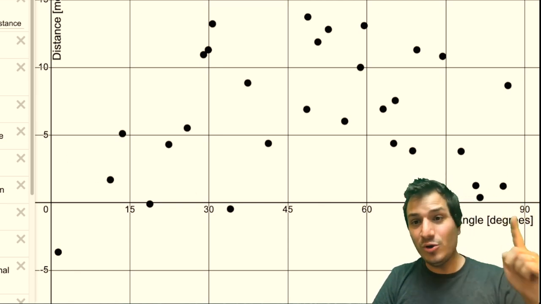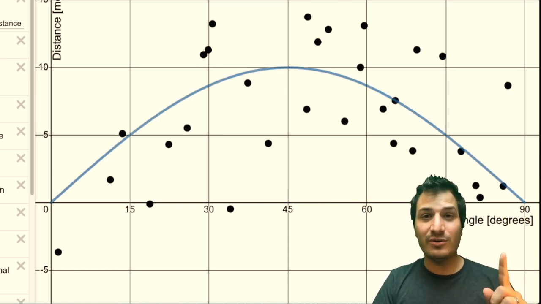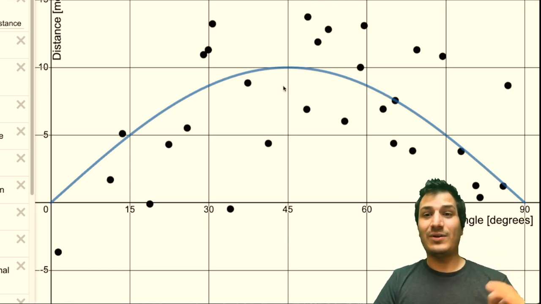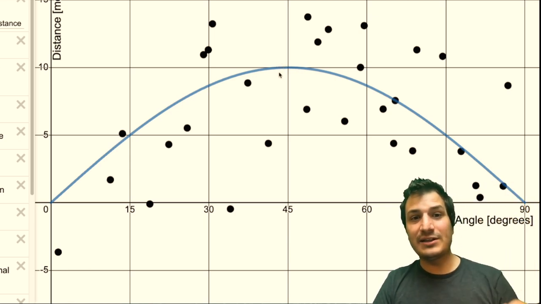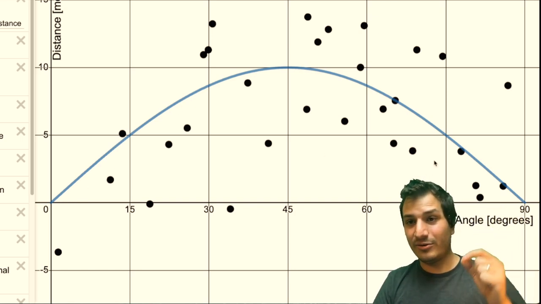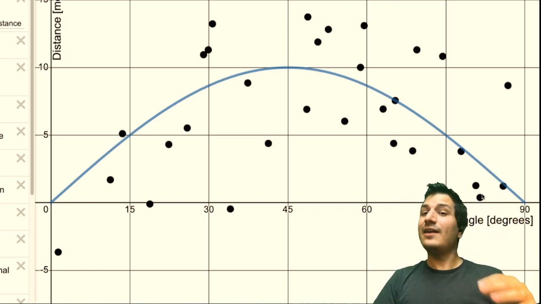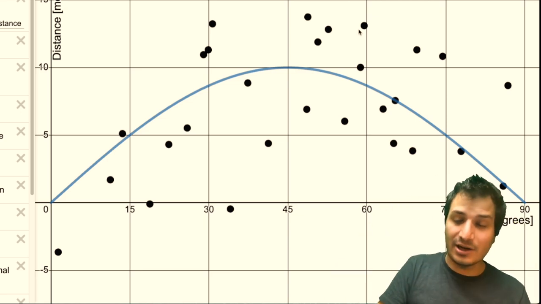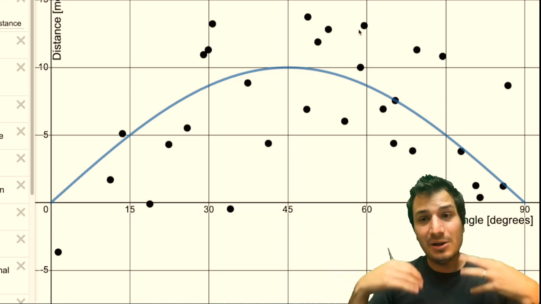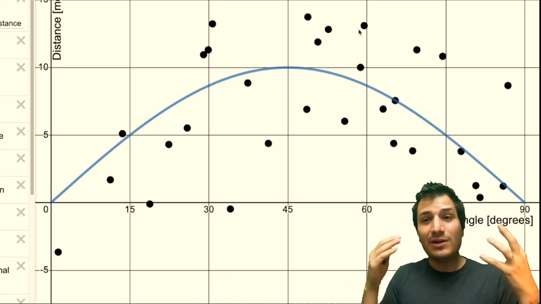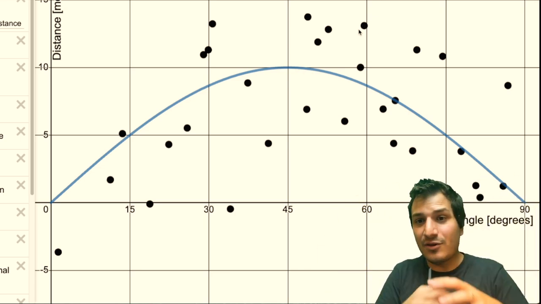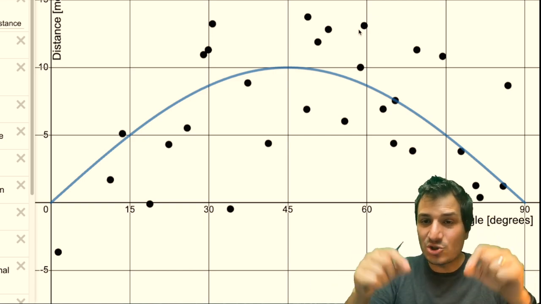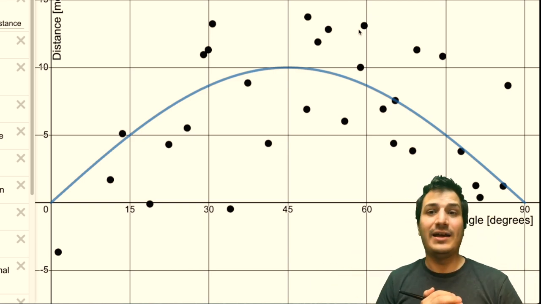And the true value of what the cannon is actually doing is this curve in blue. So it has a maximum at 45 degrees. It is zero at 0 degrees and zero at 90 degrees. And there is a lot of random noise tacked onto this. So our observations in black dots here are the true value plus some random noise. And we would like to take the data we have, the 30 points we have, and discover this true value curve, this blue curve that we see here.